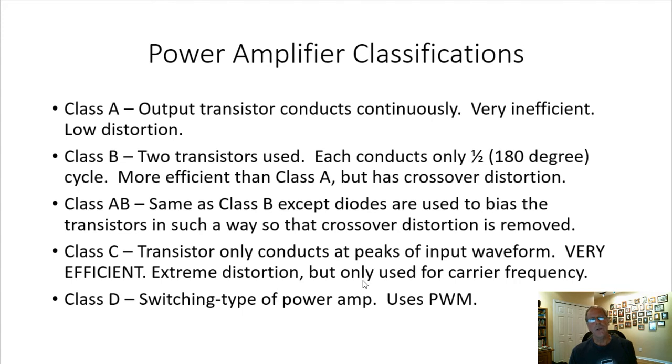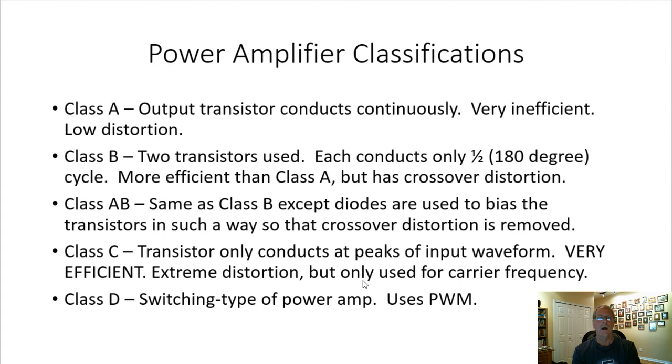Okay, this should be a little bit of a review for you: power amplifier classifications. We looked at this in semiconductors. The Class A power amplifier uses one transistor, and that output transistor is constantly conducting. It's going somewhere between saturation and cutoff. It's very inefficient because that transistor is always conducting. In other words, if you put 0 volts in, no signal, the transistor is still conducting. It's in the center of its operating range.